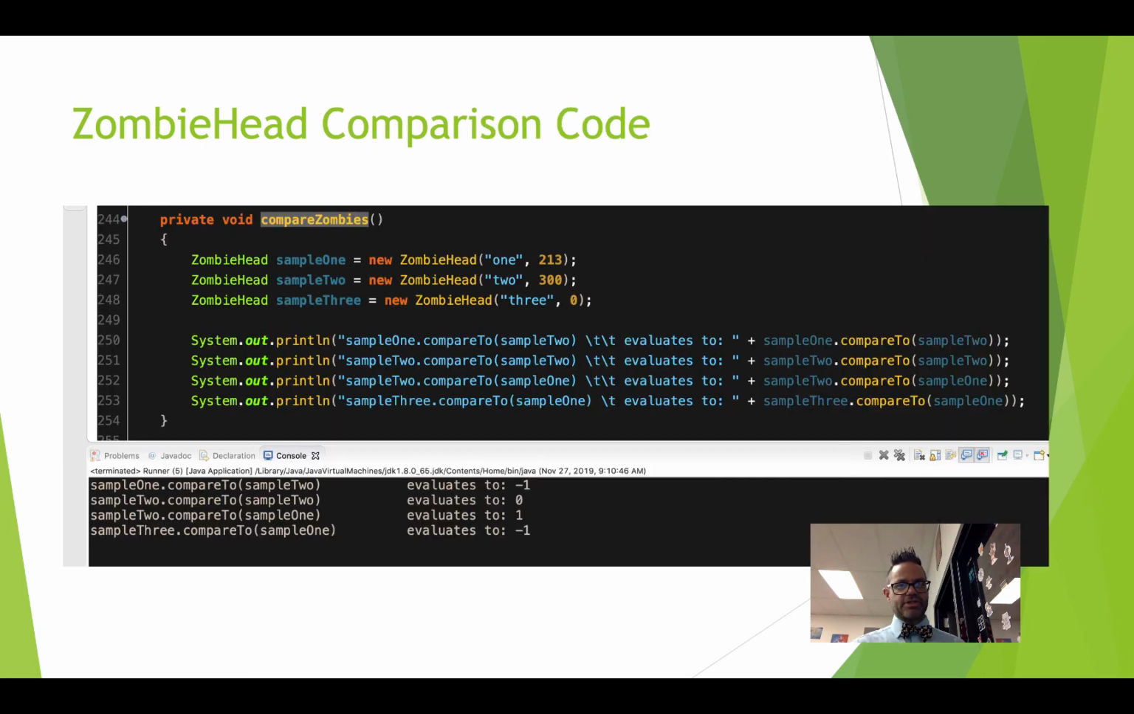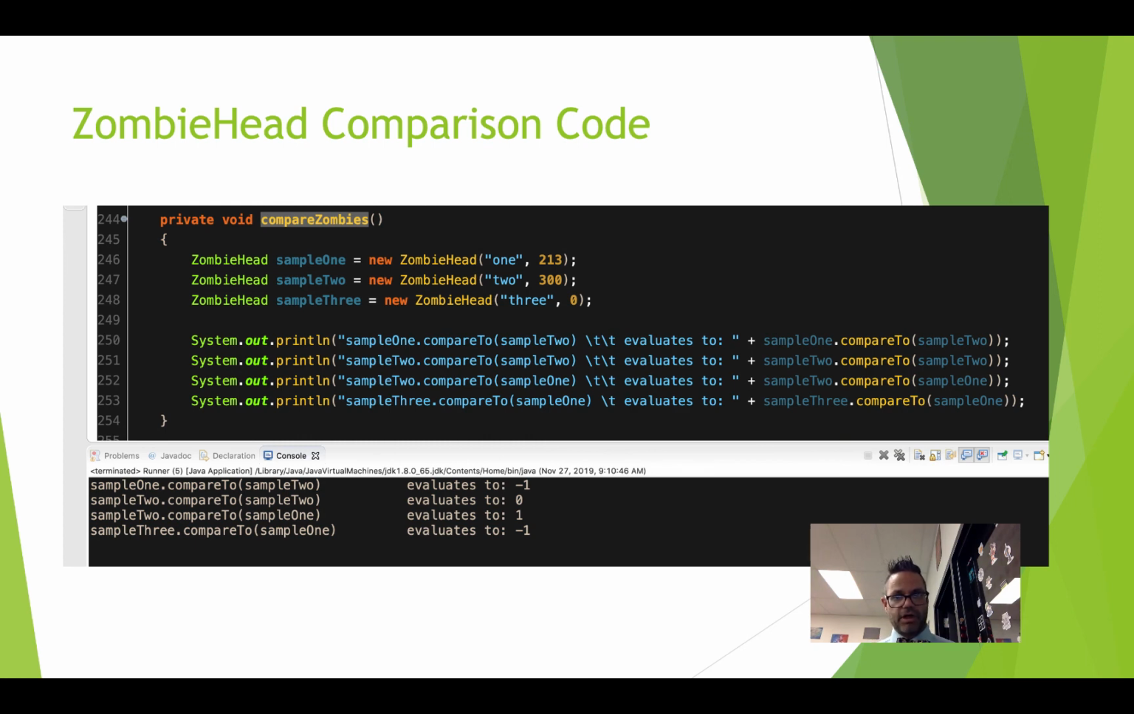Then we can see the comparison structure when we write our compare zombies method. So I make 3 zombies right here, sample 1, 2, and 3, and I give them associated grossness levels of 213, 300, and 0. And we see what the comparison of sample 2 to sample 1, sample 1 to sample 2, and sample 3 to sample 1 is. And so sample 1 compared to sample 2 is -1 because sample 1, 213, is less than 300. Okay, negative value. Fantastic. Comes before it.